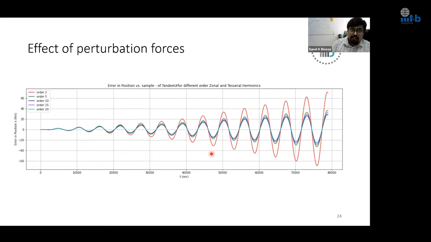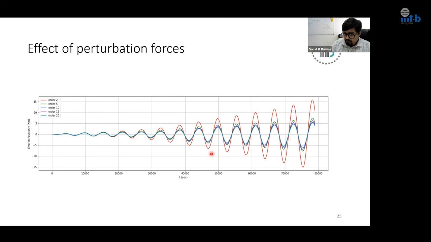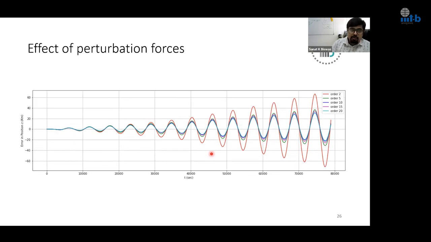I mean, 60 or 70 kilometers is not a small number for satellite navigation problems. So now suppose we are even using order 20. Space agencies actually use higher-order ones, 200th order in degree. They use all these things, but still the results are not fairly accurate.